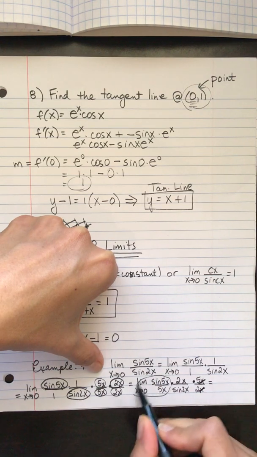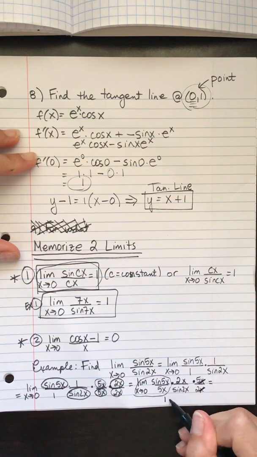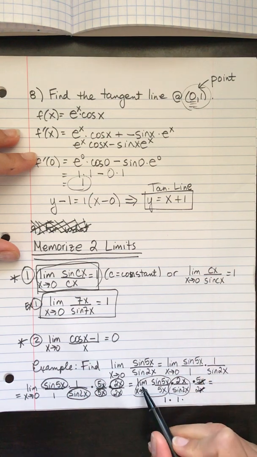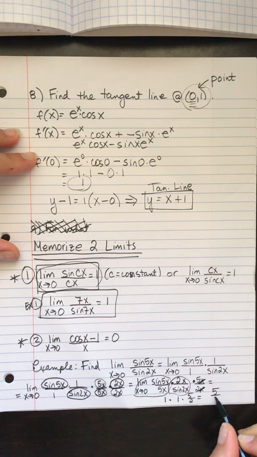This first limit looks like that, so the answer is 1. Times this second one looks like this limit, so the answer is 1. And then the limit of a constant is a constant. The answer to our problem is 5 over 2.